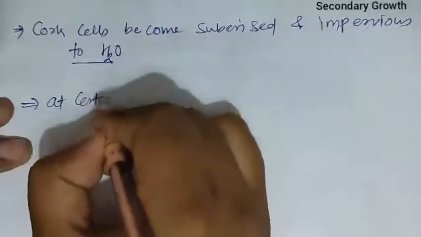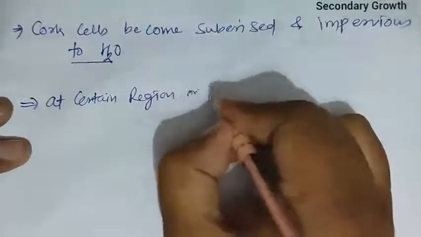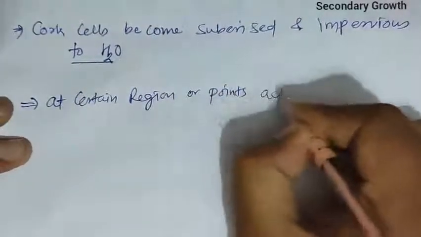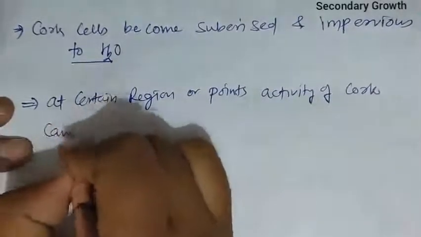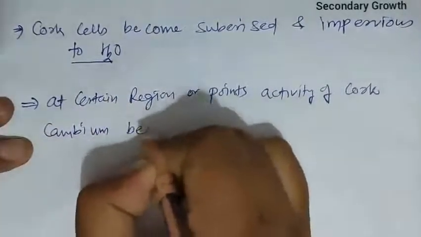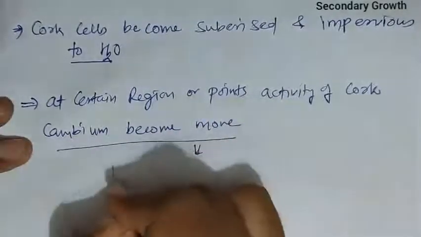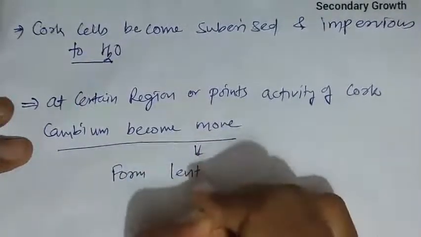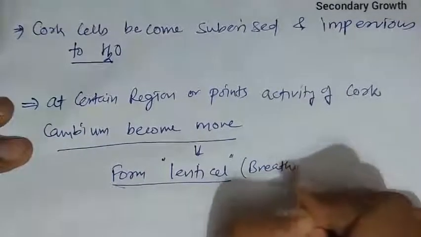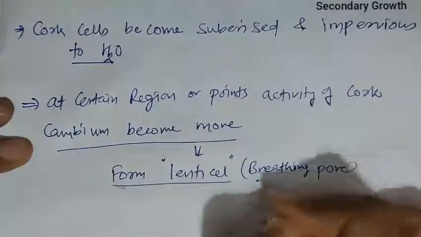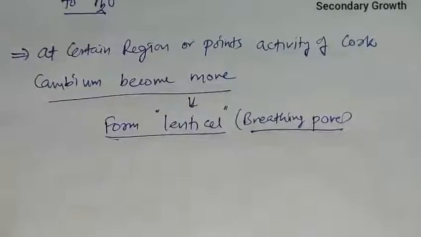At certain regions or points, the activity of cork cambium becomes more rapid, and that forms lenticels or breathing pores. So these breathing pores, or lenticels, are formed by the activity of cork cambium.